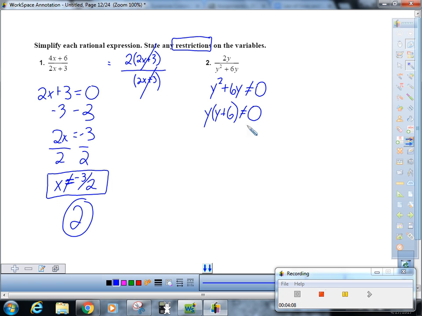Okay? You see how I did that? All right, so once you have it in this situation, what is y not allowed to be? Solve this thing. What'd you say? Y is not allowed to be 0, because look, if you put a 0 in here, you get 0 times 6. What's the other value?